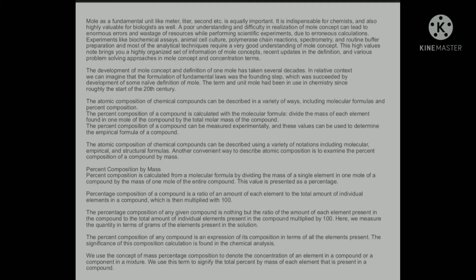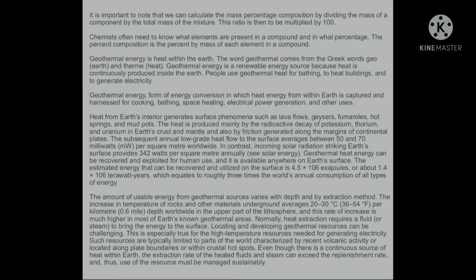The percentage composition of any given compound is the ratio of the amount of each element present in the compound to the total amount of the compound, multiplied by 100. Here we measure the quantity in terms of grams of the elements present. The percent composition of any compound is an expression of its composition in terms of all the elements present. The significance of this composition calculation is found in chemical analysis.